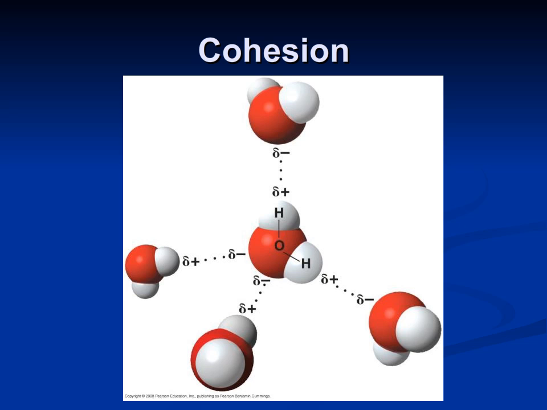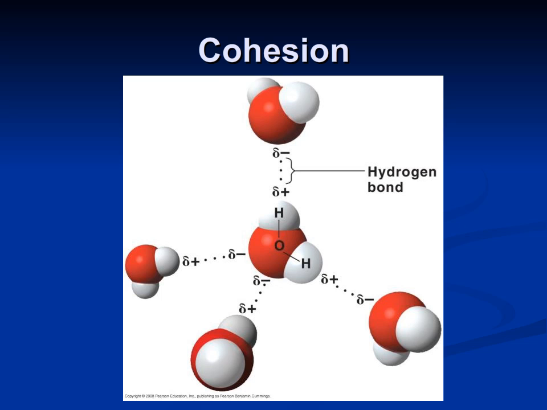Again, water's polar nature is responsible for this property. The attraction the slightly positive end of one molecule of water has for the slightly negative end of another water molecule forms a hydrogen bond. A water molecule can form up to 4 hydrogen bonds. And since this property is just based on polarity, hydrogen bonds can form between any polar molecules.